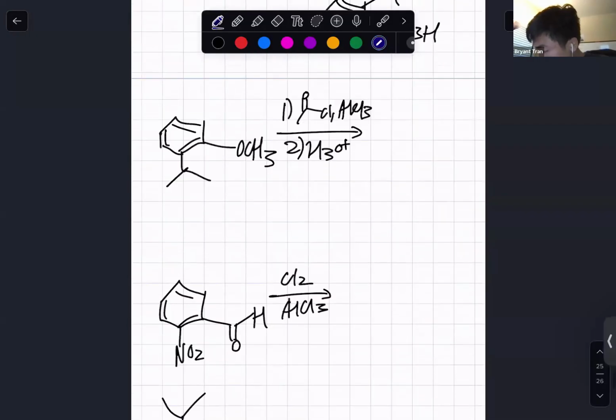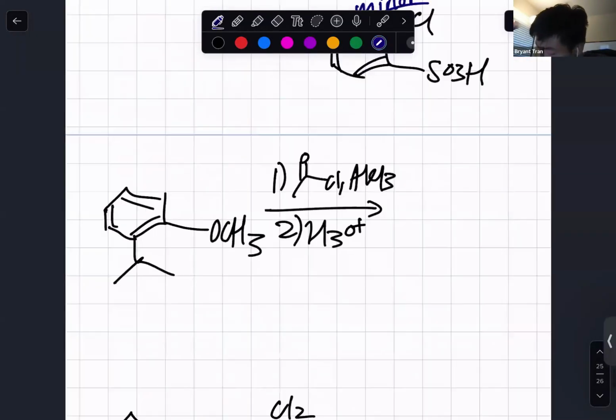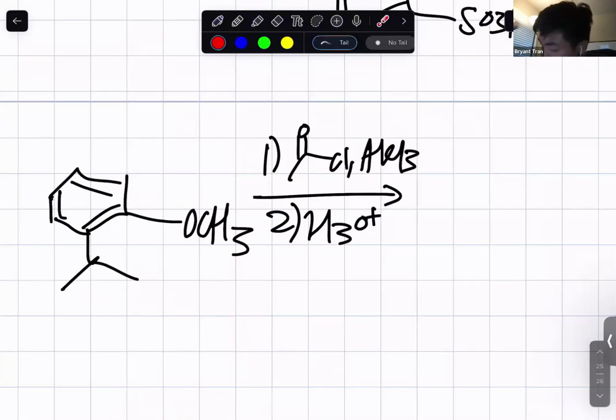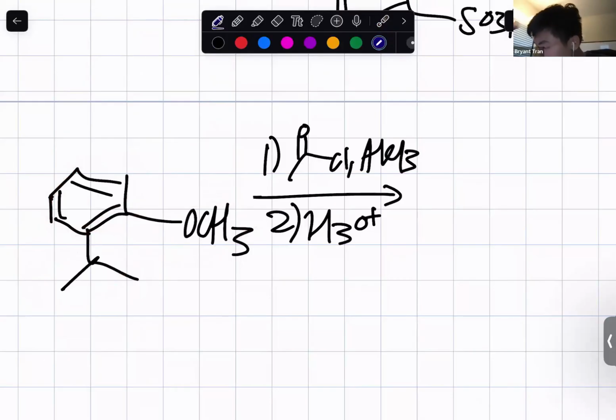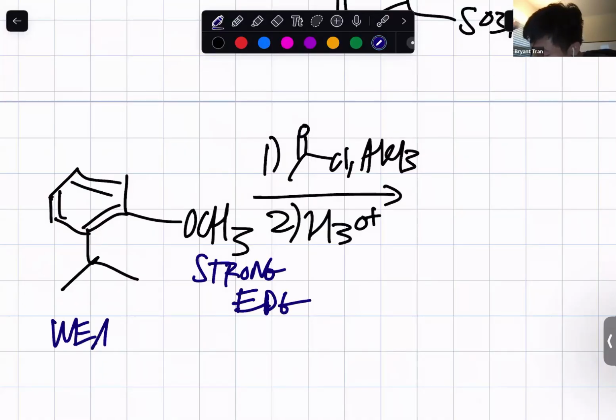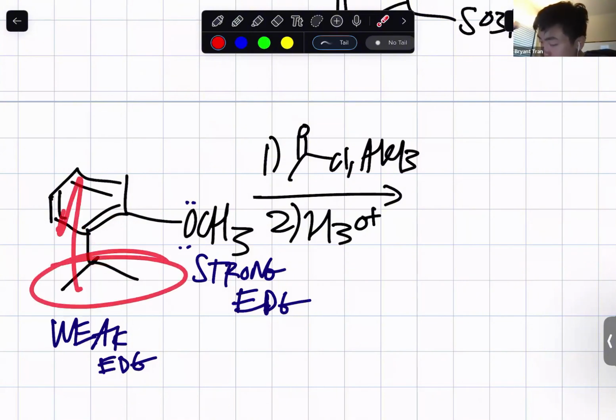Okay. Now we'll get into polysubstituted or multiple substituted benzene rings. We have this benzene attached to this group and this group. If you look at the chart, this would be a strong EDG. This would be a weak EDG. The reason is that this strong EDG has 2 pairs of electrons that it could use to donate electrons directly into the benzene, whereas this hydrocarbon is just donating electrons inductively. There's no resonance going on there.